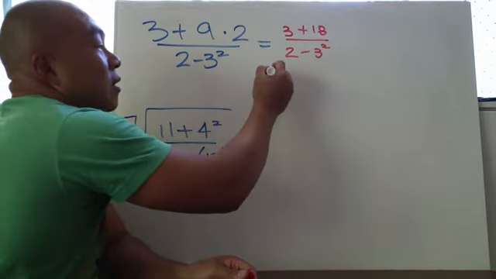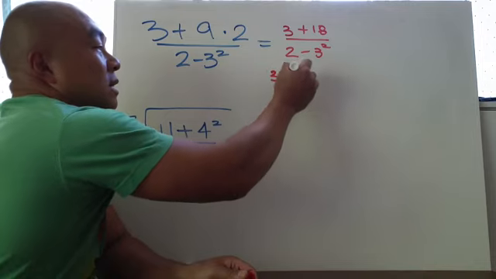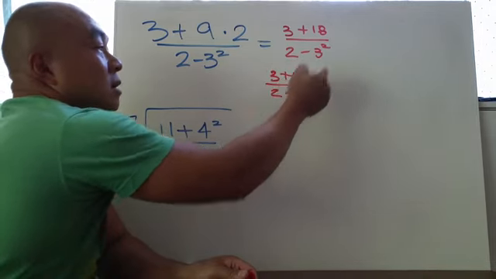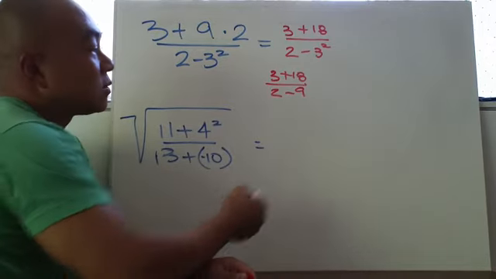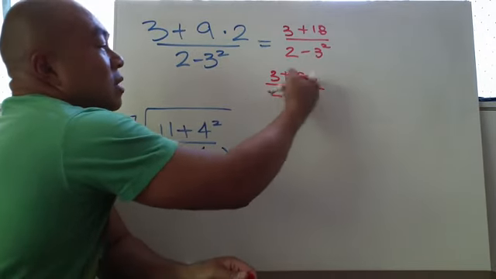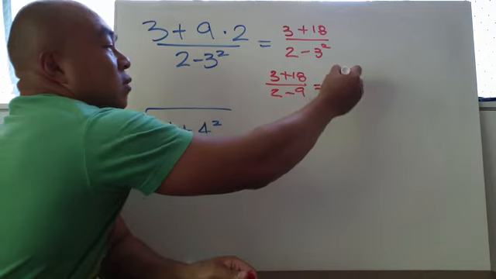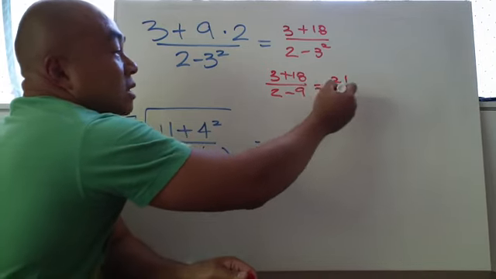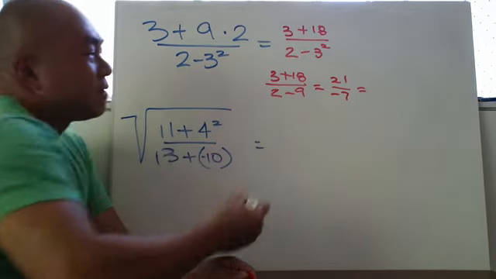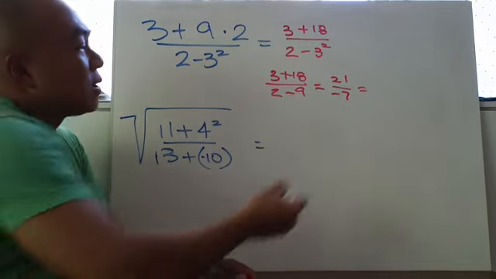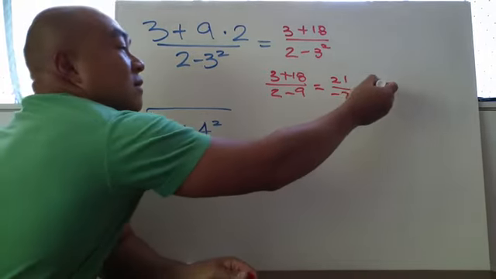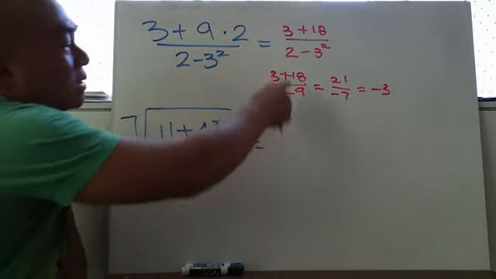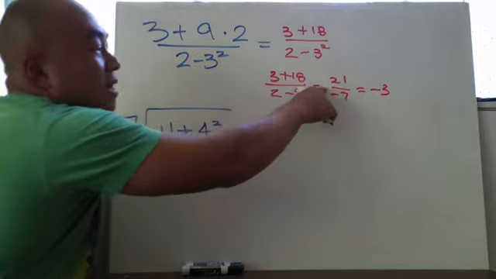So we now have 3 plus 18 over 2 minus 9. 3 to the second power is our answer right there. Next, we can add them together. It's going to give us 21. 2 minus 9 is going to give us negative 7. And finally, we finish it up with 21 divided by negative 7, and that is negative 3. And I know what you're saying at this point right here. We divided at the end.